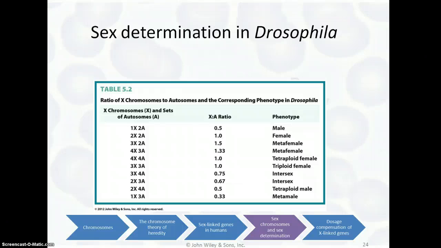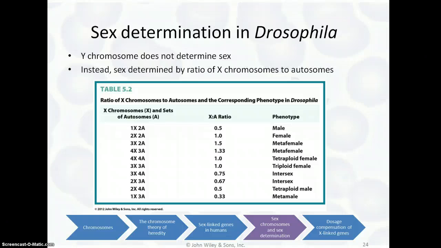All right, now sex determination in Drosophila. Now we talked about this a little bit in earlier videos, talking about Morgan's experiments. This is a little bit different than what we have in humans. Now the Y chromosome does not determine sex. We know that from his experiments.